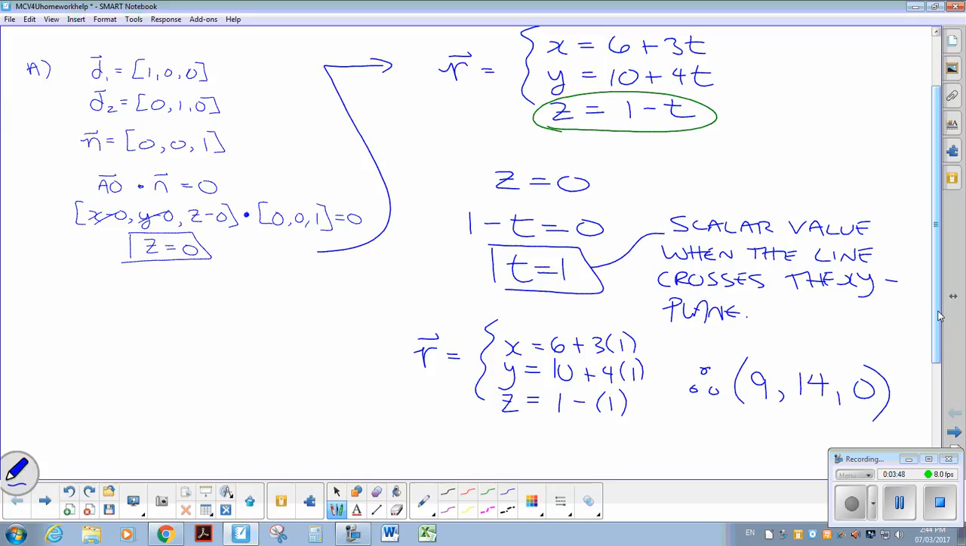All right, so there's your process to do this question. You need to find the equation of the plane first. Then you need to do your substitution, and that will result in finding the scalar value, which you can then substitute back in to find your point. If you have any questions, let me know.